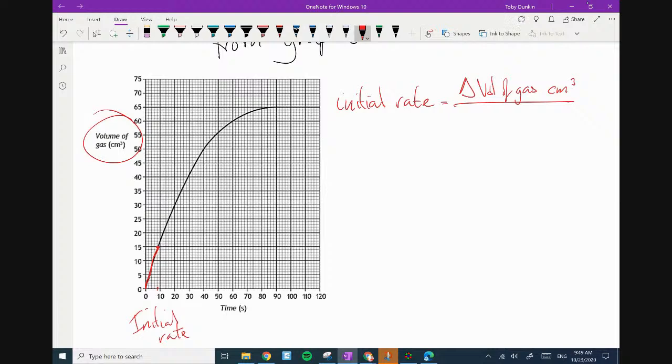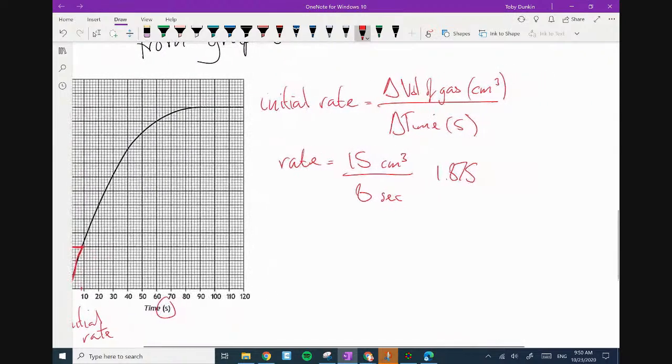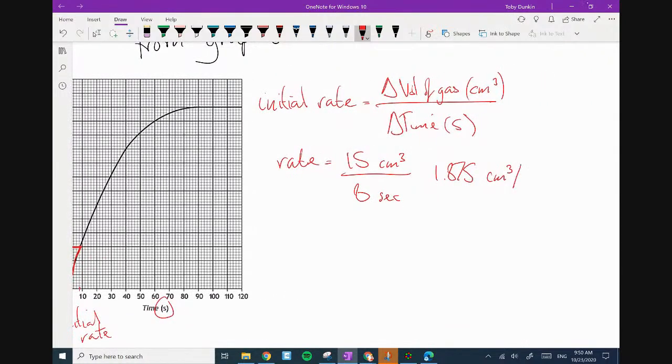And then over change in time. And our time is in seconds. Love it. This is going to give us our units, you see. Right, now we can actually input the numbers. The rate equals, what was my change in gas volume? 0 to 15. So 15 centimeters cubed of gas was made in 8 seconds. I like it. So my initial rate, 15 divided by 8, gives me 1.875 centimeters cubed per second.